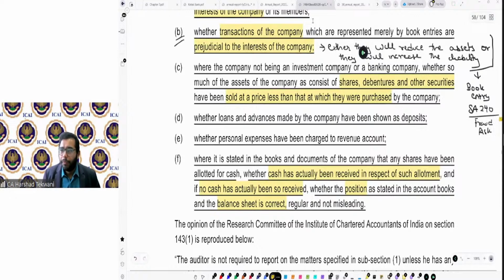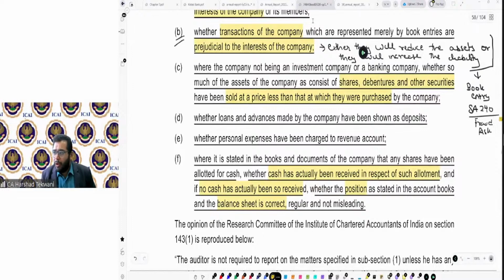Okay, great. So these are the matters where the auditor is required to inquire. As an auditor, it's a duty of the auditor to inquire. And if there is anything with respect to these matters, then the auditor is required to report.